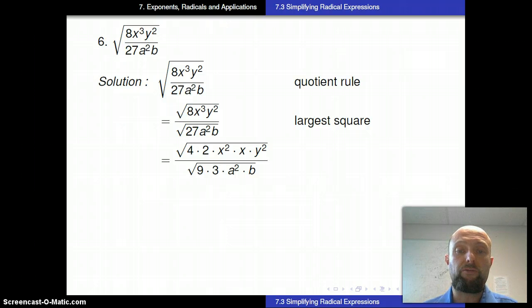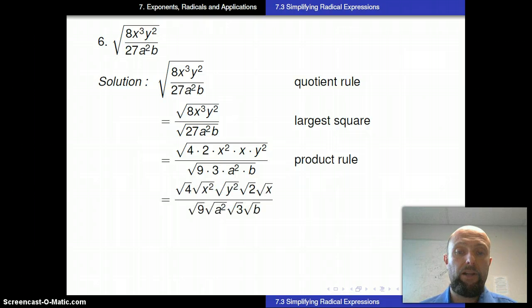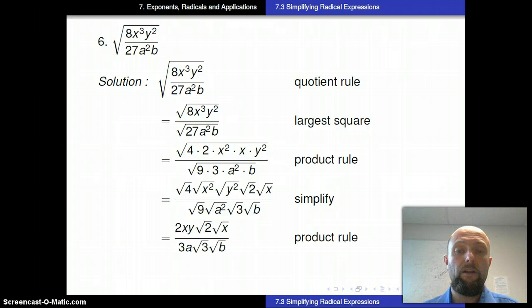Now we use the product rule to split the square roots. And next we simplify any square roots of a square. Square root of 4 is 2, square root of x squared is x, square root of y squared is y, square root of 9 is 3, and square root of a squared is a. We combine square root of 2 and square root of x using the product rule. We also combine square root 3 and square root of b using the product rule. And this is what we find.